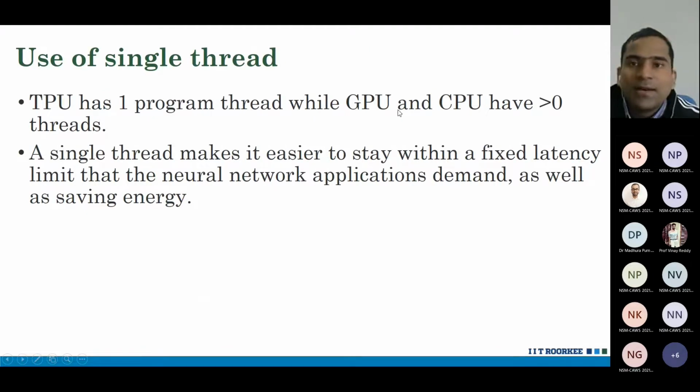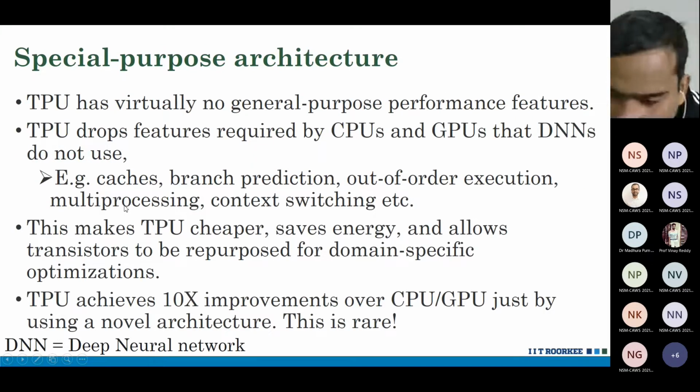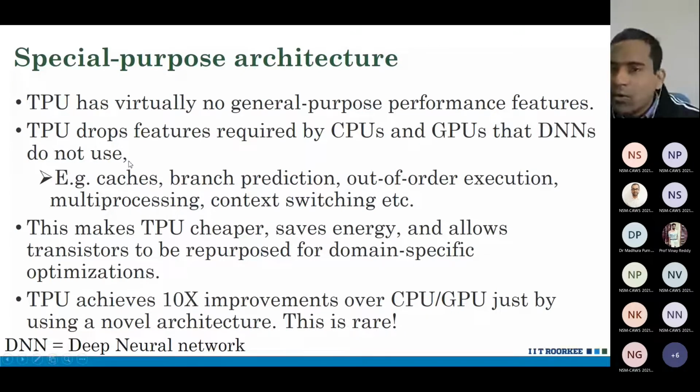TPU has one program thread, whereas GPU and CPU have multiple threads. A single thread makes it easier to stay within a fixed latency limit because you don't have to switch from one thread to another thread to another thread. You need a fixed latency, especially in cloud scenarios. You have some deadline, which also saves energy. The whole point is to keep the control logic very simple. Don't use very fancy functionality. So that's why TPU has no general purpose performance features.